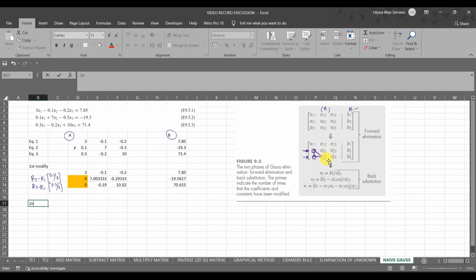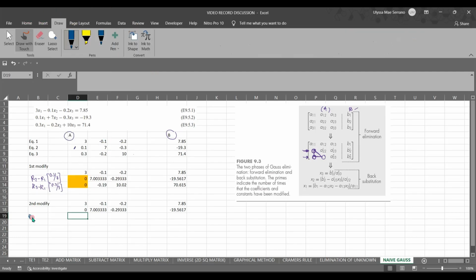For the second modify, we're going to copy the first data and we're going to use the changed value. You will notice here there is a prime, which means first modified values. And for our next value, we're going to use the modified values. How do we do this? To make it 0 again, we're going to use the second modify: row 3 minus row 2 multiplied by negative 0.19 divided by the value at R2, which is 7.0033, and so on and so forth.